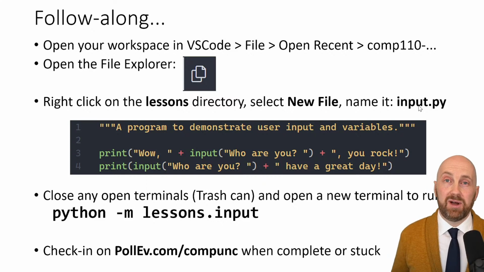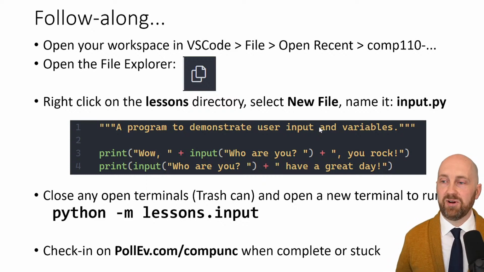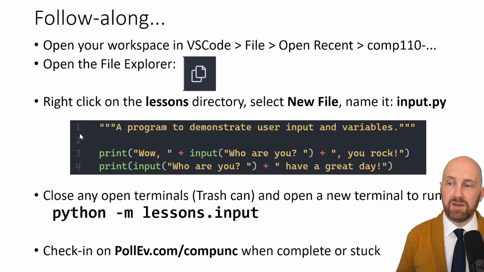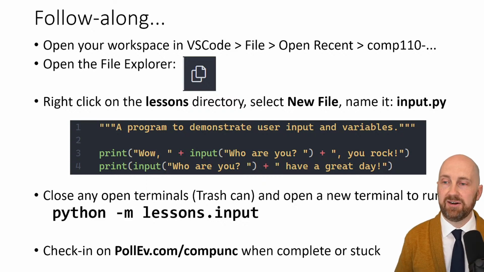We'll name this file input.py, because we're going to look at how we actually ask the person using our program for some input. It's a simple program that has a docstring. It's a program to demonstrate user input and variables. This first line of code that you're going to add to the file, the docstring, has the purpose of describing what comes in the file. There are ways that we can access this that we'll look at later. This is just a description that we'll have in all of our exercises and projects in the course. Then there are two print statements that both use concatenation. So we're concatenating the string wow, comma, space, and then the concatenation operator.